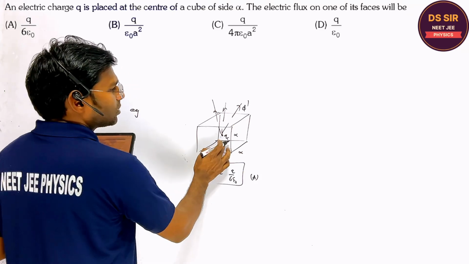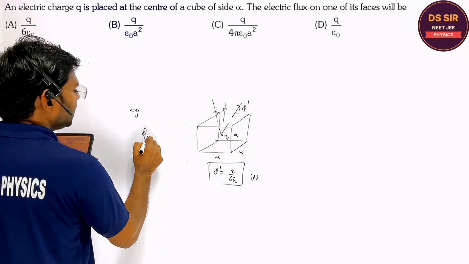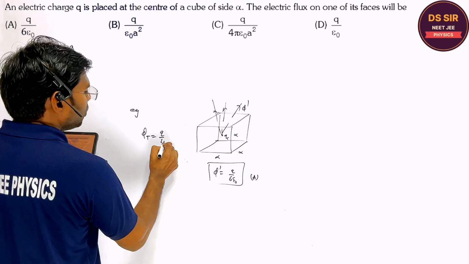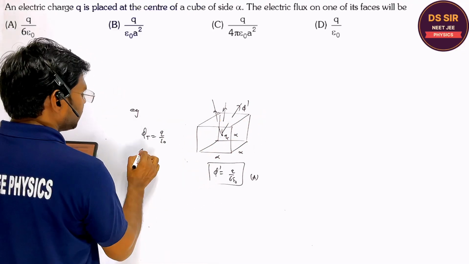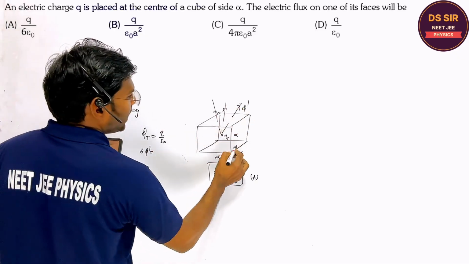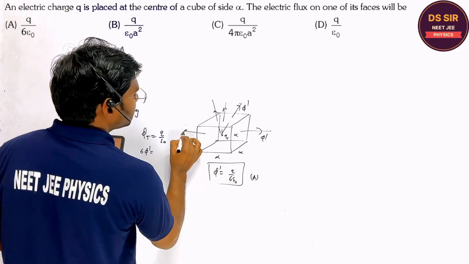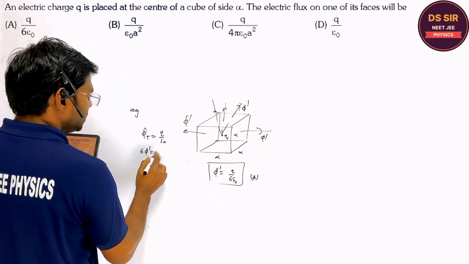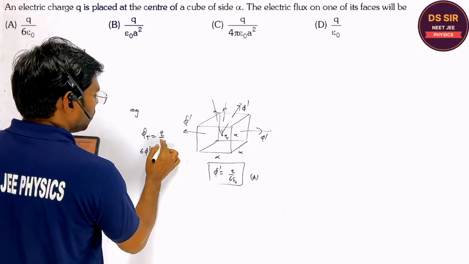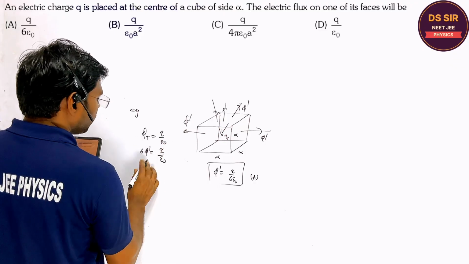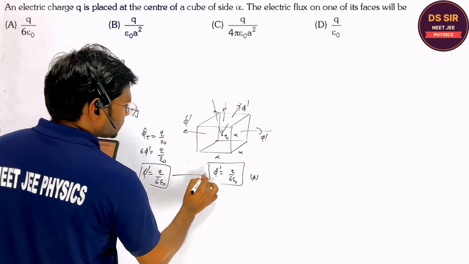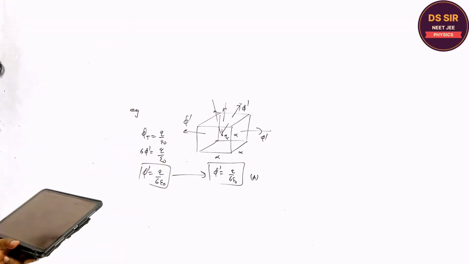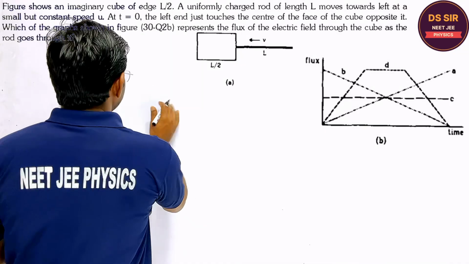Is it clear or not? Because the total flux linked with the surface is Q upon epsilon naught, and the total flux is nothing but the flux linked with the 6 symmetric faces, right? This is the phi dash, this is the phi dash, this is the phi dash, this is the phi dash. 6 phi dash is Q upon epsilon naught, right? And therefore the phi dash is nothing but Q upon 6 epsilon naught. The A option is the correct option, right? Copy this.